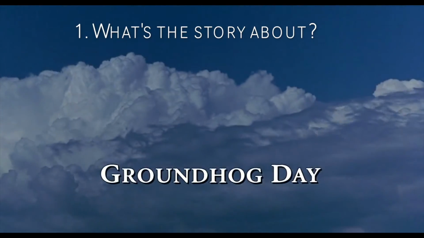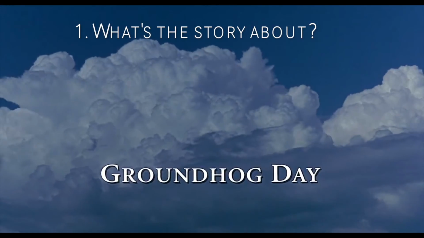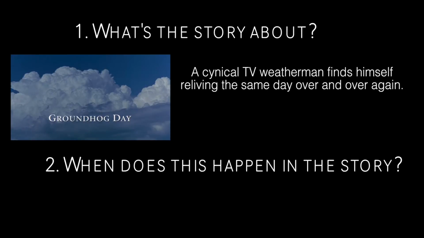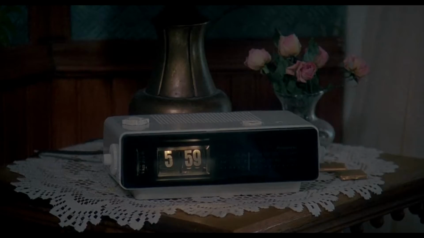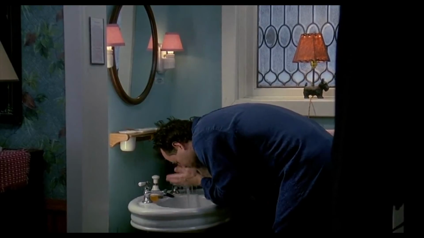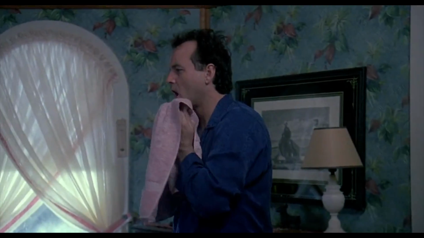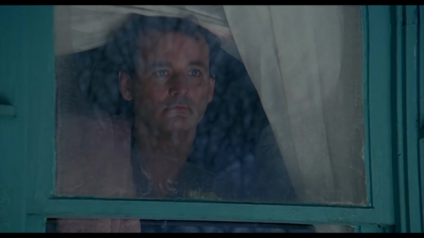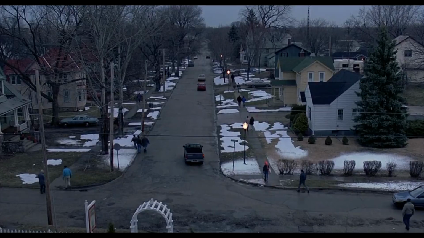Groundhog Day. What's the story in Groundhog Day? A cynical TV weatherman finds himself reliving the same day over and over. When does this happen in the story? It's when the day is repeating itself for the first time. That's when Phil's journey begins. The moment he experiences that something is strange, that there's something wrong with this world he lives in now. Something seems to be out of the ordinary, and that's when Act 2 begins, on the first repetition of Phil's day.